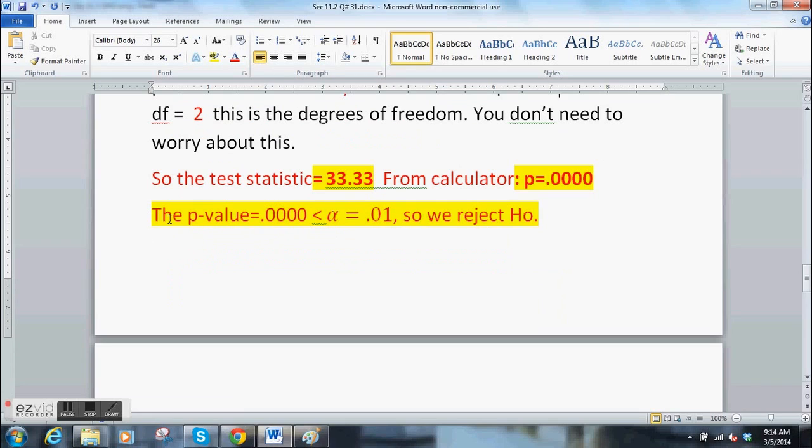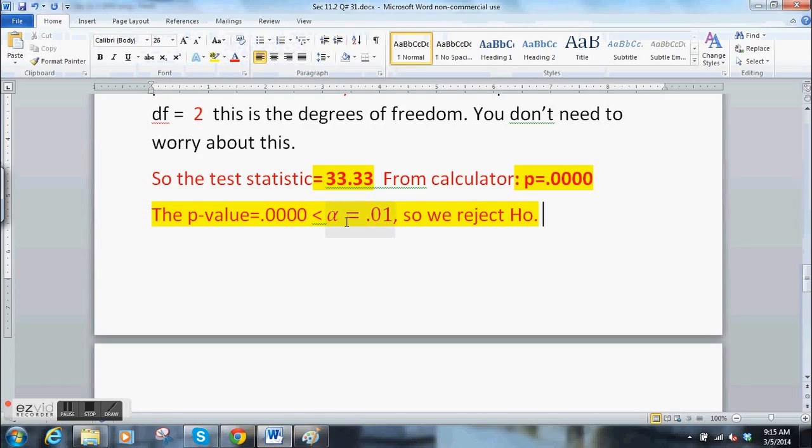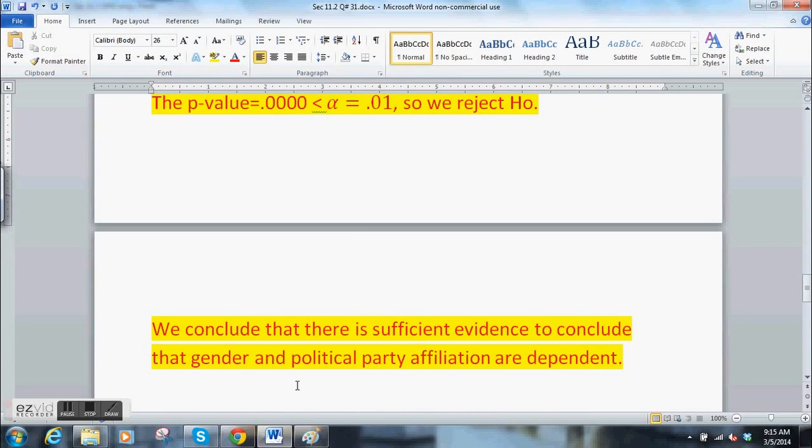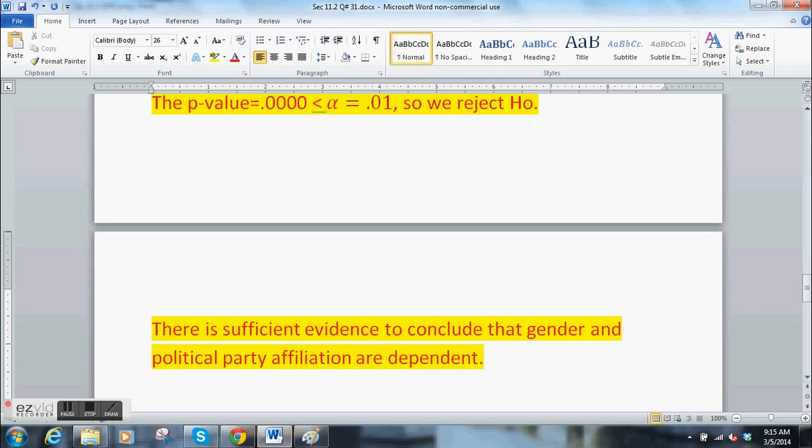So then you need to include a conclusion. You can't stop there. So here's your conclusion. The p-value is less than the alpha level. That's always the rule. Then we reject H0. So we're rejecting H0. That means we're going with this one. Sometimes I make an arrow to indicate which one I'm going with at the end. HA. You have to include a sentence though, you can't just write an arrow. We conclude that there is sufficient evidence, this is awkward, let me write it like this. There is sufficient evidence to conclude that gender and political party affiliation are dependent.